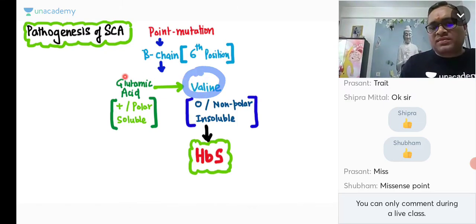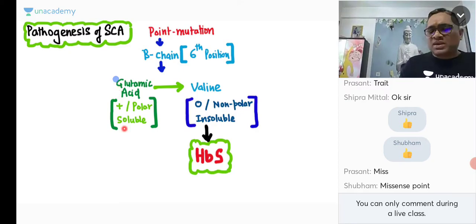Right. So now we can see that glutamic acid has been replaced. Glutamic acid is negatively charged, polar and soluble, which has been replaced by a non-polar and neutral amino acid. Zero means neutral. So now can you see this? What has been removed? Glutamic acid. What has entered? Valine has entered.